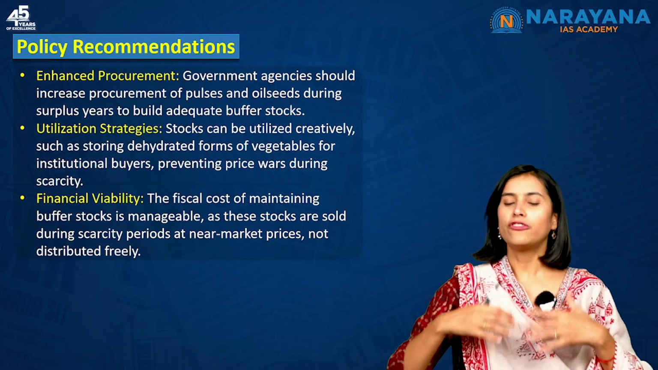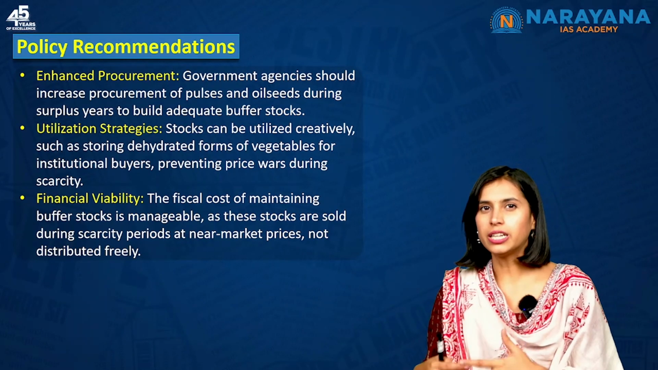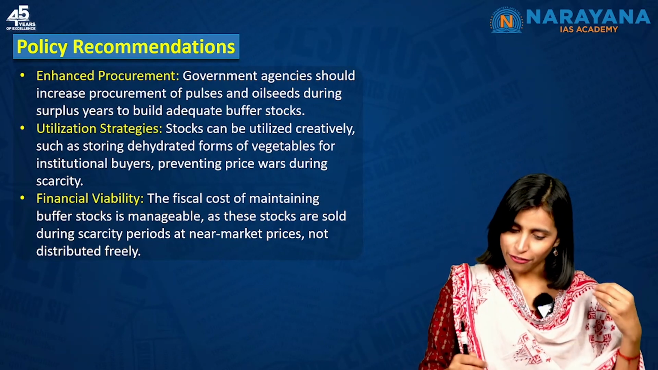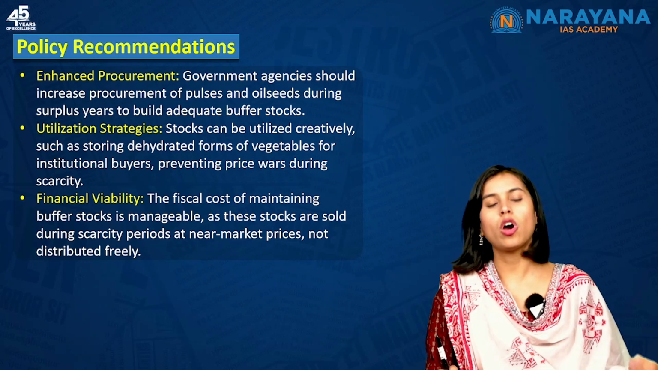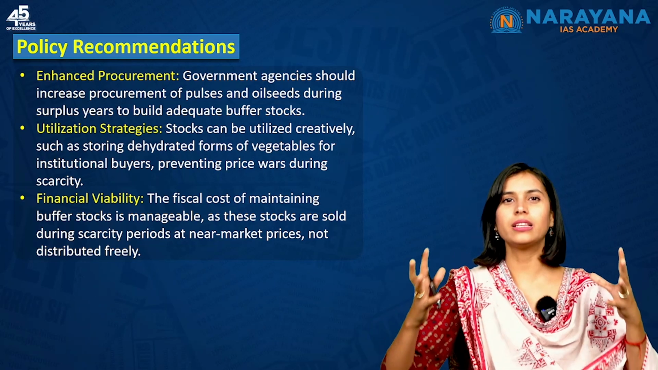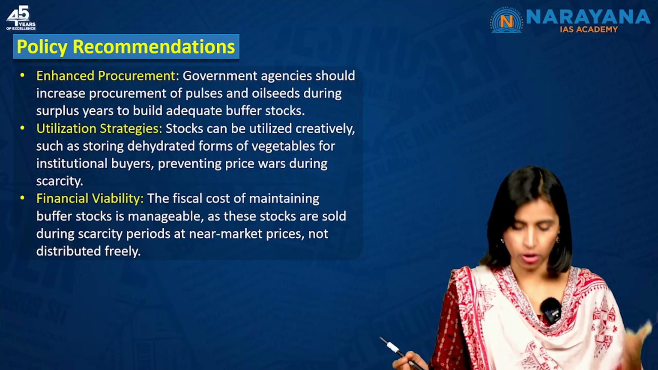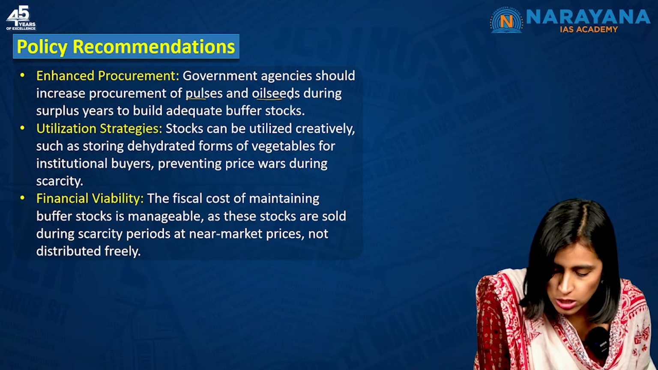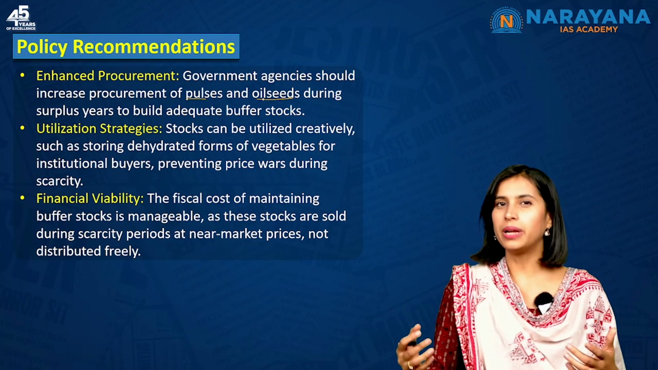Now, for this, the article talks about certain policy recommendations. The first recommendation is enhanced procurement. That means diversifying the basket of the buffer stock, like I said, by including pulses, oil seeds, and even several millets as well.